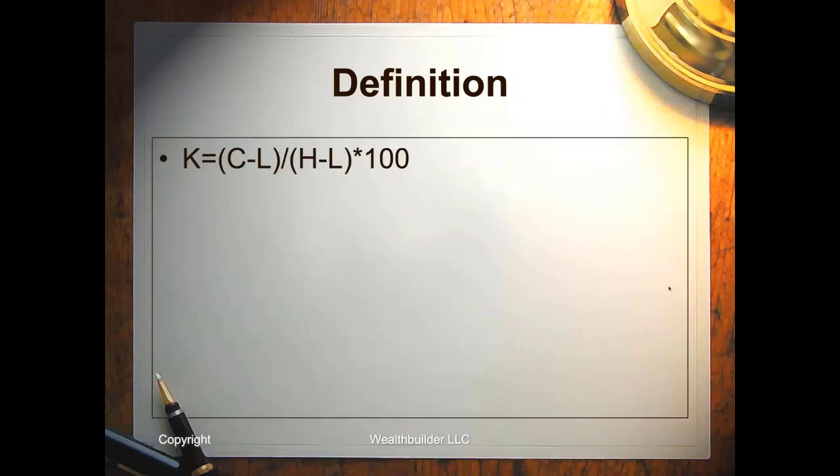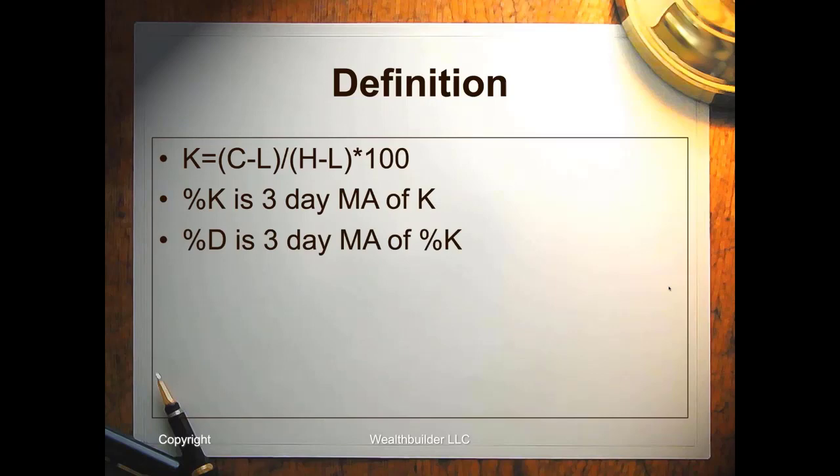So what is stochastics? Well, here's how it's put together. And really, you don't need to write this down. You can get it off the internet, but here it is. This is the formula. So first you calculate K, then %K is a 3-day moving average of K, and %D is a 3-day moving average of %K. All right, there you go.